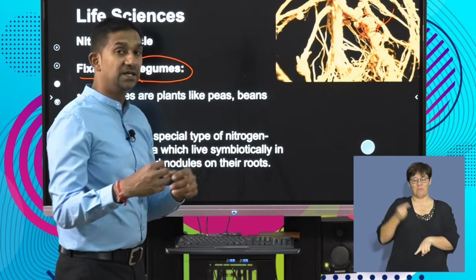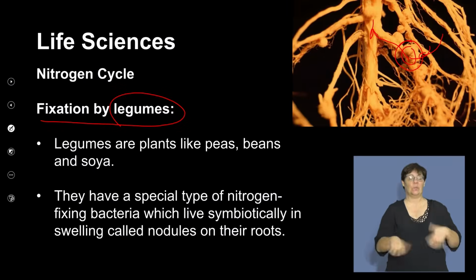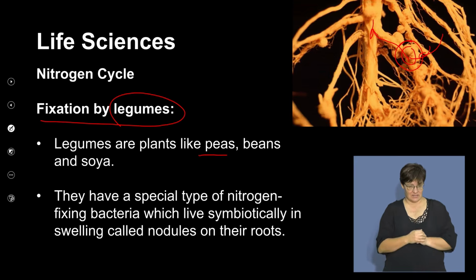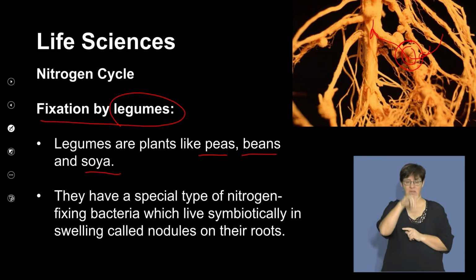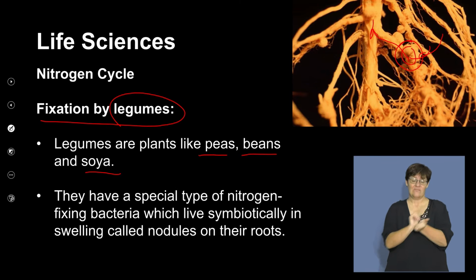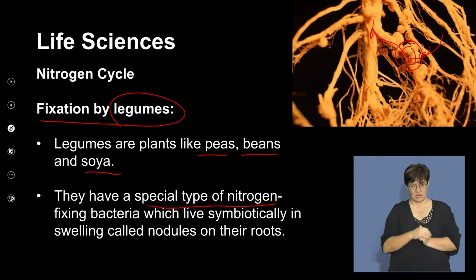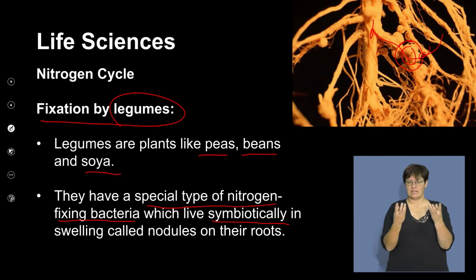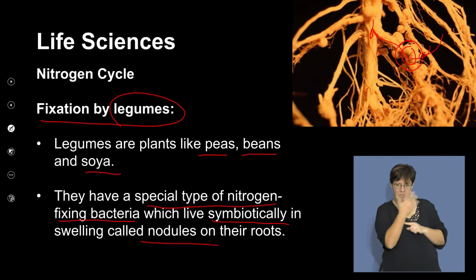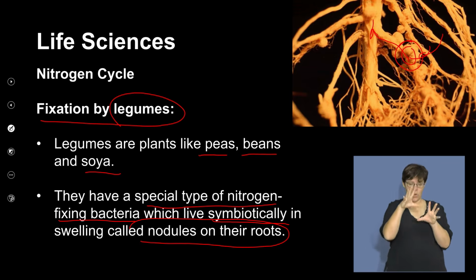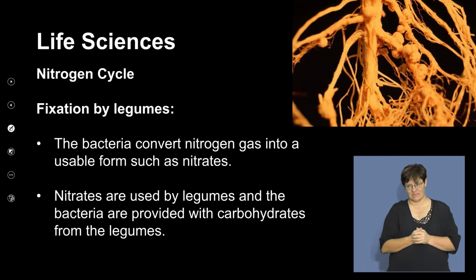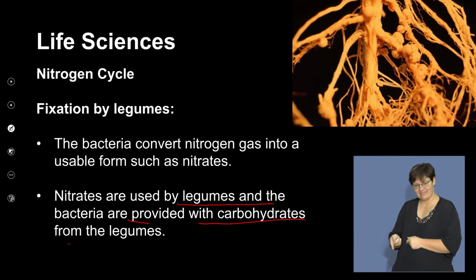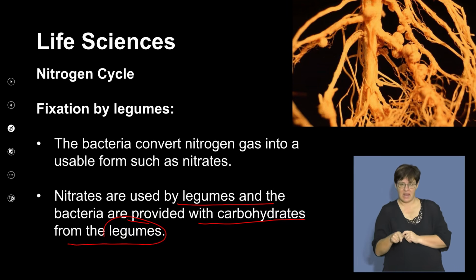So that association is present, and that is a significant factor in terms of making nitrogen available to the plants. As I mentioned, plants such as peas, beans, and soya are significant in assisting in the fixation of nitrogen. These have a special type of nitrogen fixing bacteria, which we will look at, which live symbiotically. They live together with the plant, and they're able to trap atmospheric nitrogen for the plants to use. I mentioned that these nitrates are used by the legumes, and then the bacteria are provided with carbohydrates that the plants produce, and that is how that association occurs.